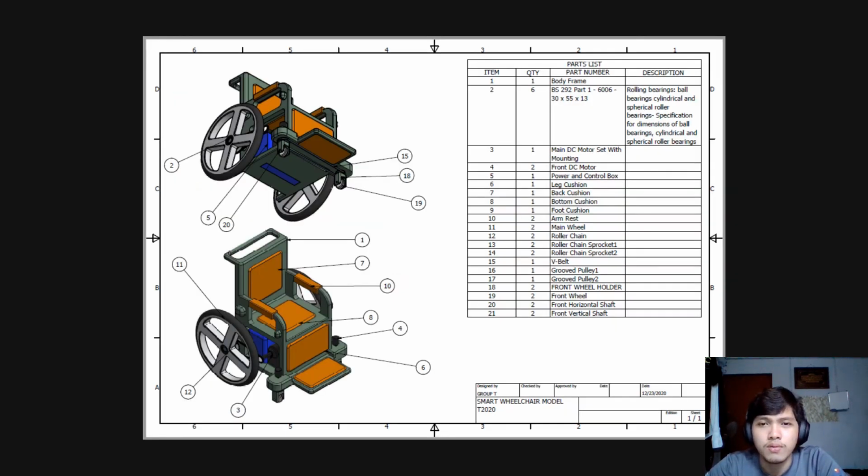These are the parts for the wheelchair. There are 21 parts altogether. The first one is the body frame, the green one, and we also have the bearings, two on each side of the wheel, and also one on each side of the front wheel. Three is the main DC motor set with the mounting, front DC motor, power and control box, the leg, back, bottom, front cushion, armrest, the main wheel, the roller chain sprocket, the V-belt, the groove pulley, the front wheel holder, front wheel, horizontal shaft, and also vertical shaft.